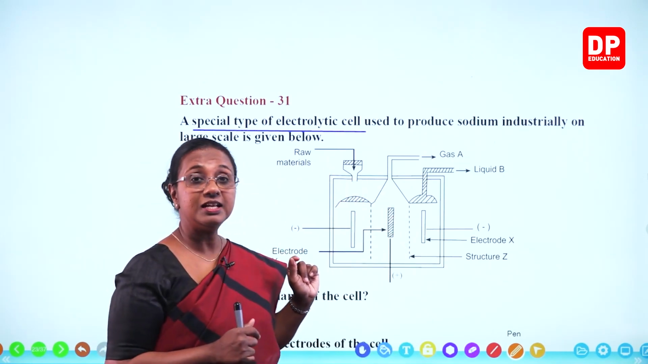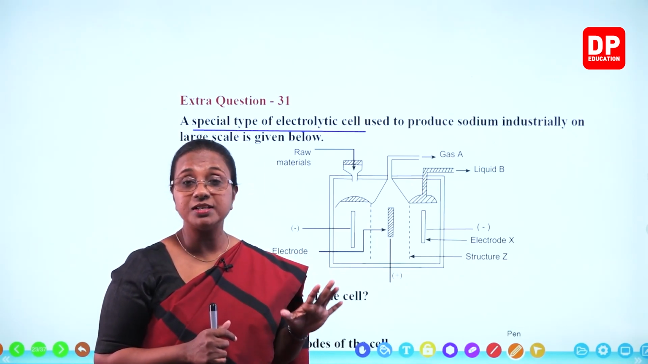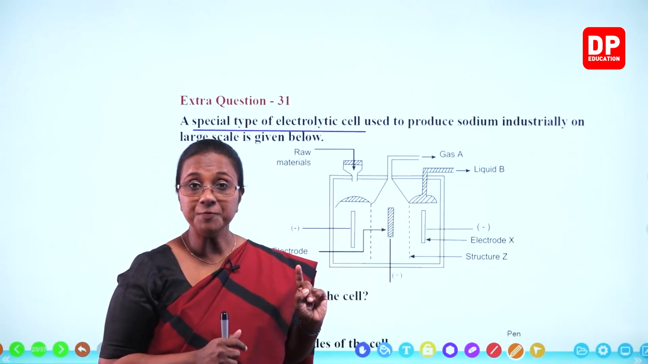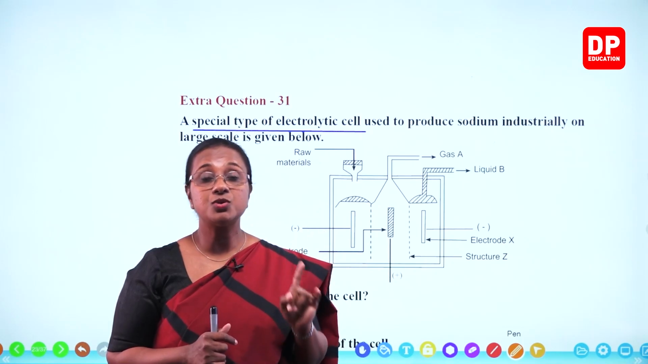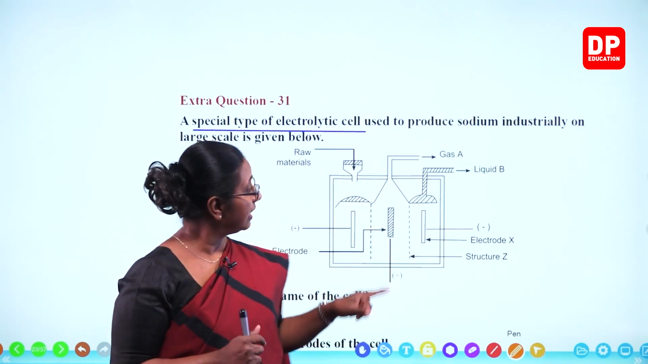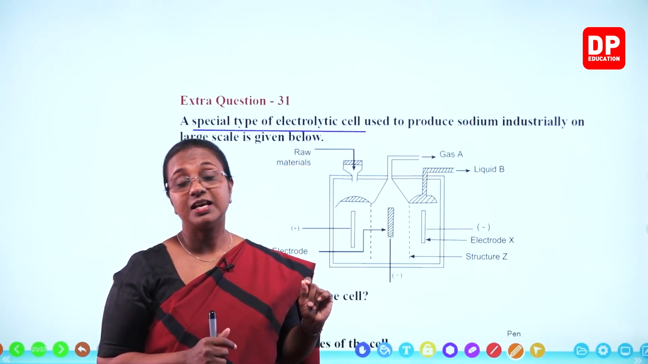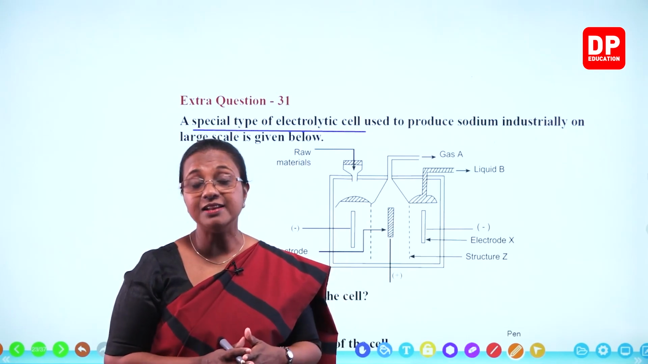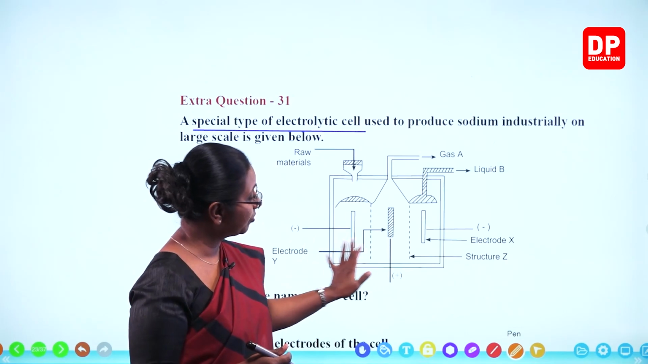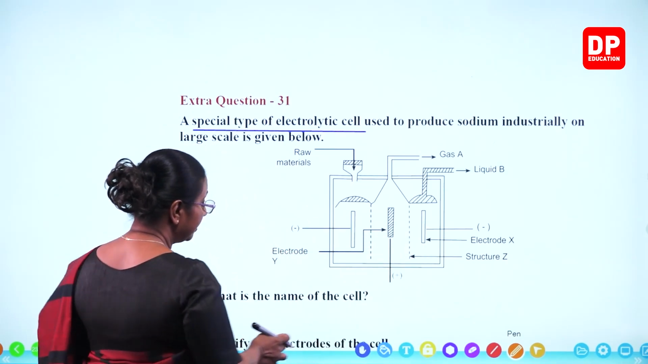Then the raw material here, you all know it's fused sodium chloride or molten sodium chloride. And what is taken out as liquid B? You all can remember it is liquid sodium because we are producing sodium metal. And the byproduct is gas A, that is chlorine gas. I am sure you all can remember all that. So we have basically identified all the components labeled in this diagram. Let's look at the questions.